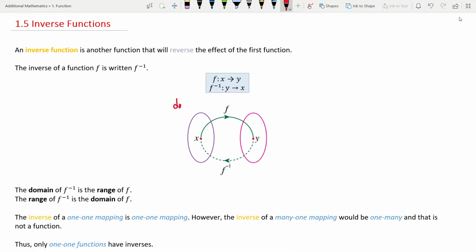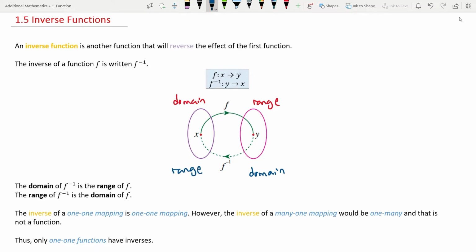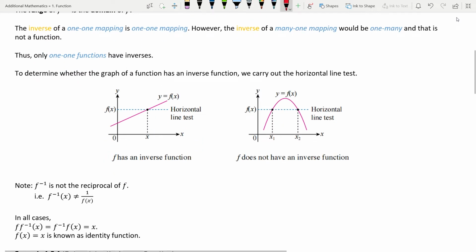x is the domain for the function f and y is the range of function f. On the other hand, y is the domain for the function f inverse and x is the range for f inverse. The inverse of a 1-1 mapping is a 1-1 mapping. However, the inverse of a many-1 mapping would be 1-many, and that is not a function. Thus, only 1-1 functions have inverses.